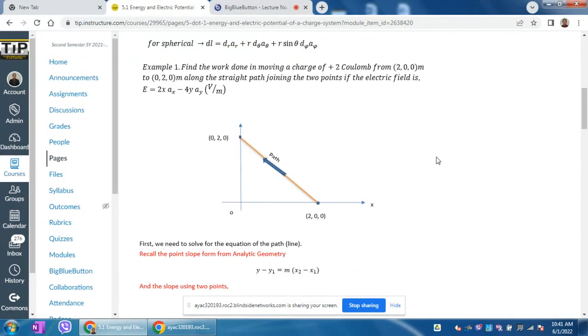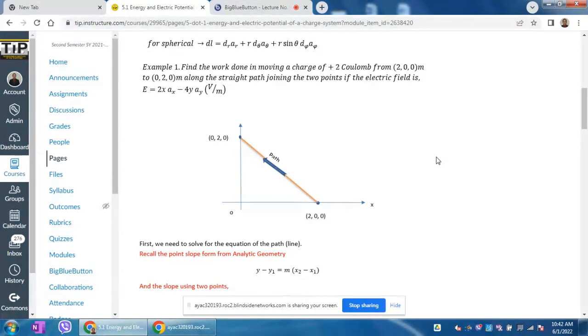Okay, now let's have this first problem. So example number 1, find the work done in moving a charge of positive 2 coulomb from (2,0,0) meter to (0,2,0) meter along the straight path joining the 2 points. If the electric field is E equal to 2x AX minus 4y AY volt per meter.